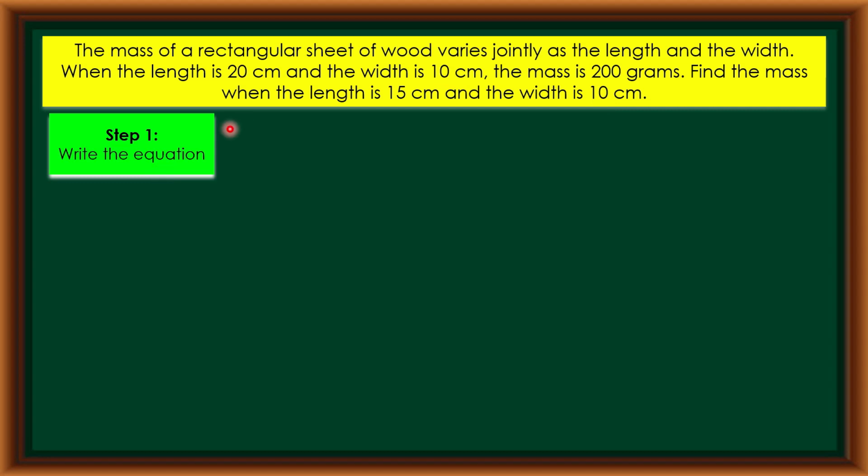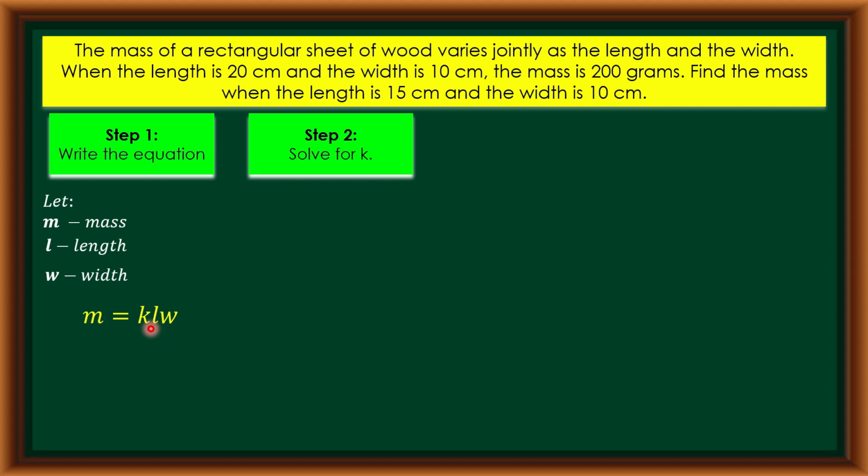So we have the mass of a rectangular sheet of wood varies jointly as the length and the width. So let us say that M is the mass, L is the length, and W is the width. Therefore, our equation will be M is equal to K times L times W. And let us use this equation to solve for the value of K.